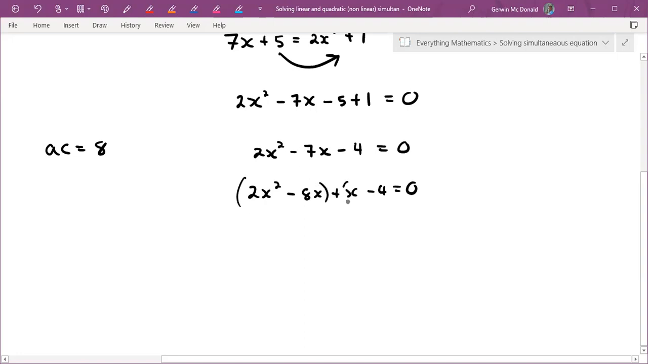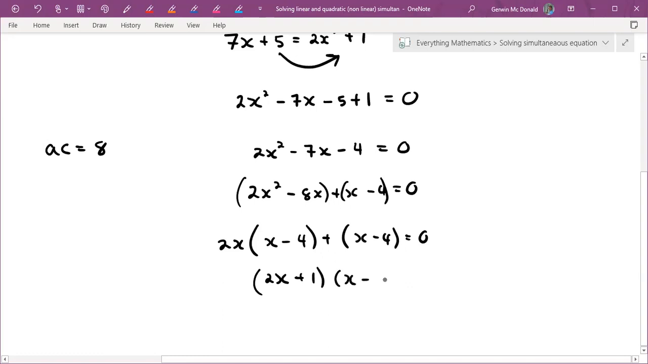And then I just do my grouping here. Here the common factor is 2x. We could see that 2x could go into this x times, and 2x could go into that minus 4 times. And on the other side, the common factor is just positive 1. So that's x minus 4 equal to 0. And when I solve here now, you have your roots: 2x plus 1, and then we have x minus 4 equal to 0.